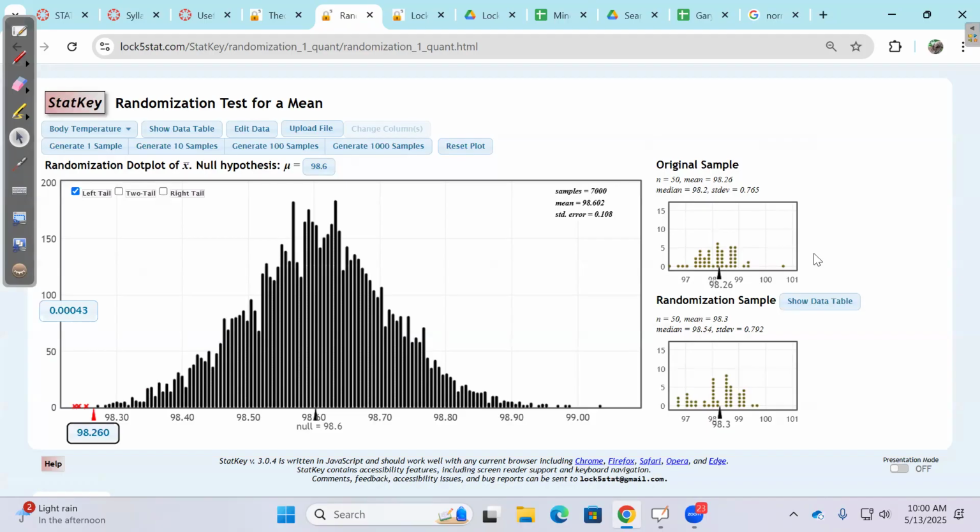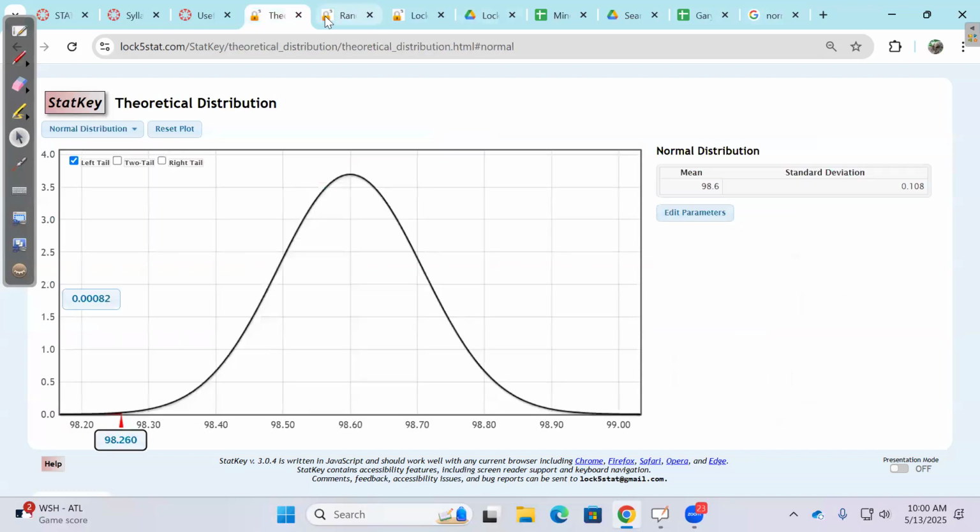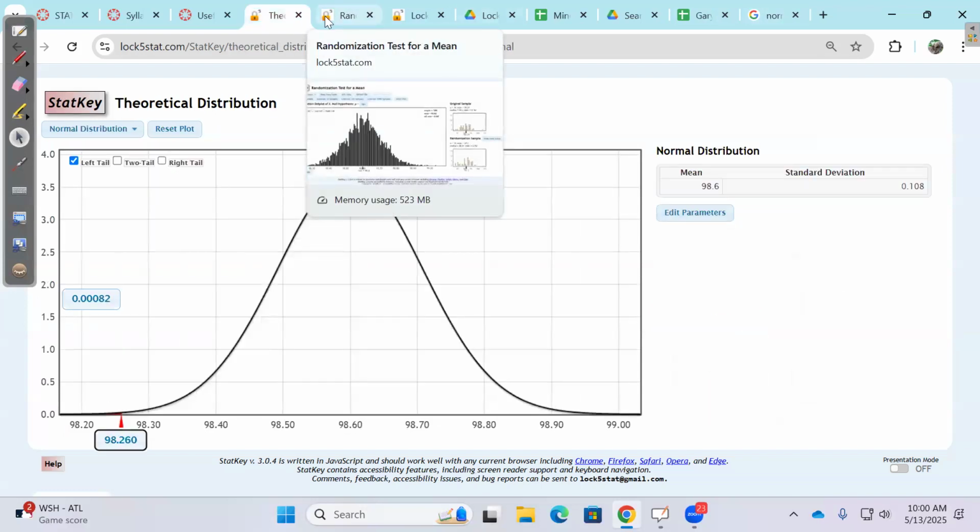Okay, so are the p-values I got in the same ballpark? Well, I did two randomization p-values. The first one was 0.00057. This one's 0.00043, and the theoretical version is 0.00082. They're in the same ballpark, right? They're around the same power of 10. They all indicate reject the null hypothesis. The evidence supports your alternative hypothesis that average body temperature is lower than 98.6.